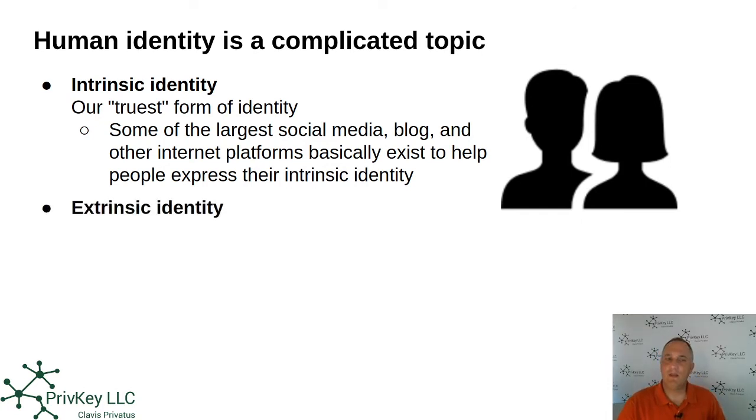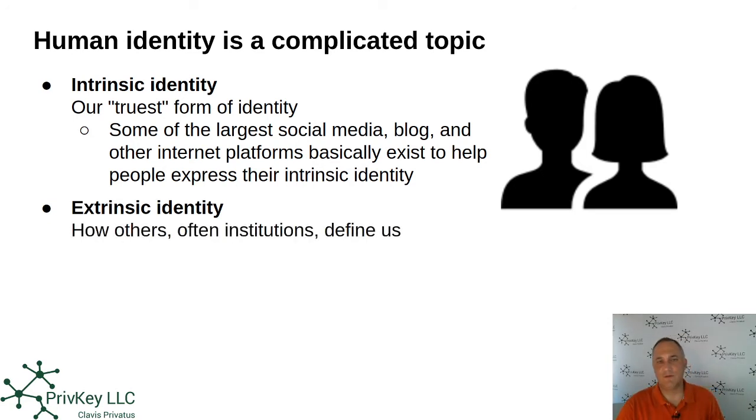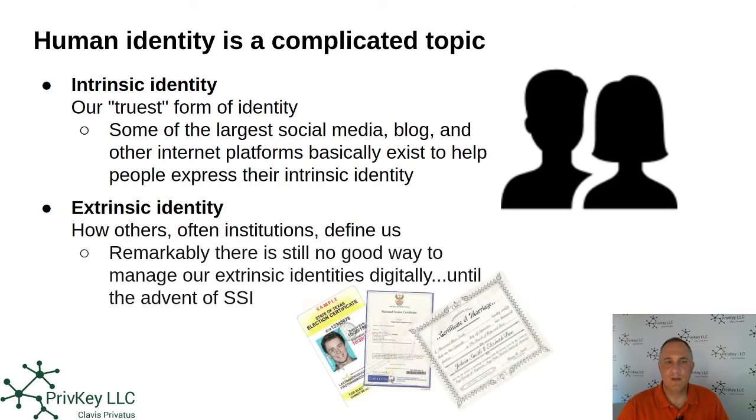And we have the extrinsic identity. This is how others perceive, often institutions, define us as individuals. So how others not only perceive, but also how others identify us. In this case, we use government. It helps in doing this. But there's no good way to manage this extrinsic identity digitally until the advent of SSI, or in this case, until the advent of blockchain technology, which facilitates the deployment of this.